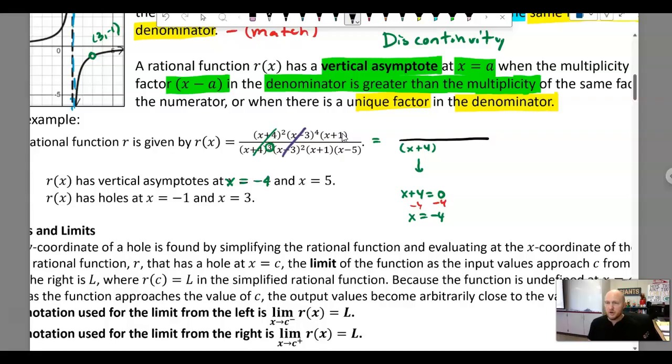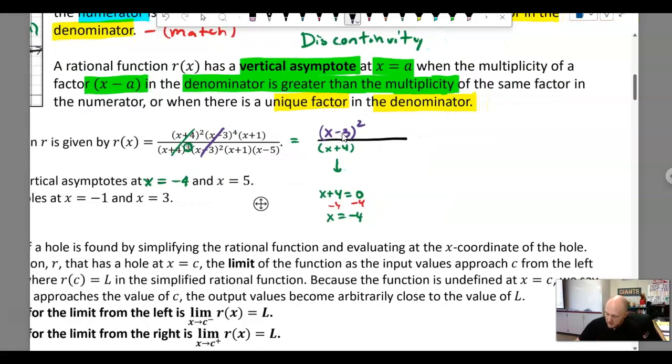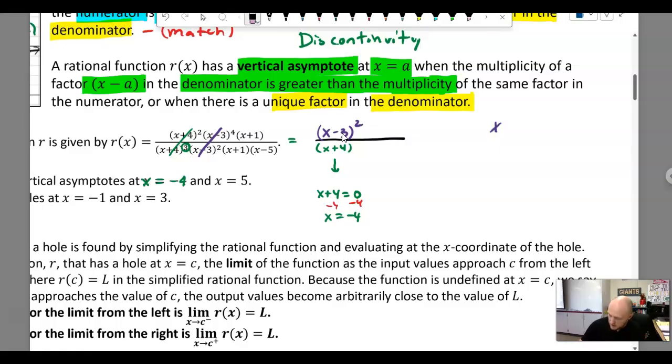They match here. But who kind of wins in this fight? Isn't it the numerator? Don't you see we have (x minus 3) to the power of 2? Since it's in the numerator, this is going to be a hole. X minus 3 equals 0. Add 3, you get x equals 3. So here is a hole. That's where they match, but one survives.